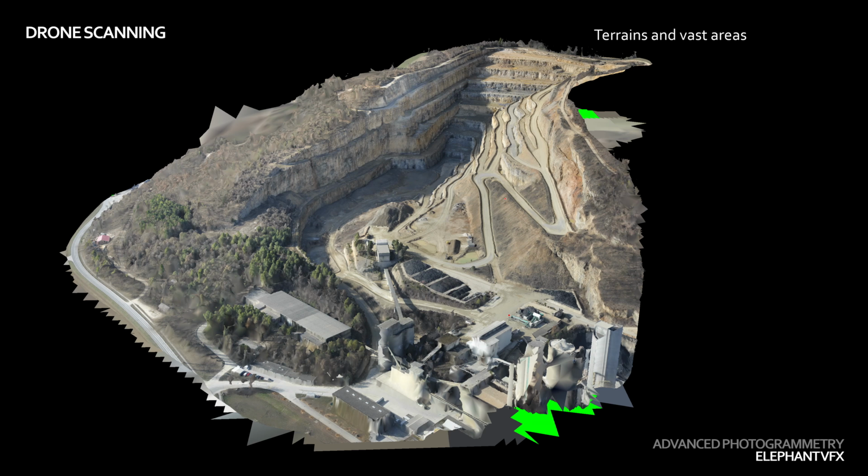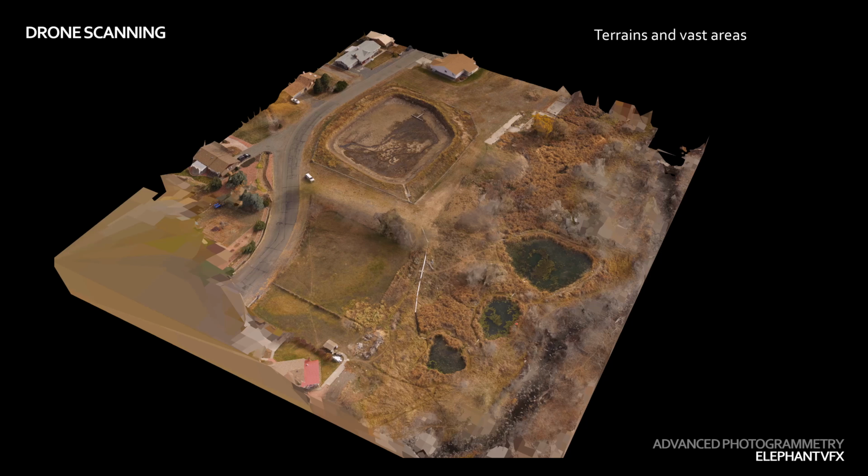Same thing here, right? We might have a shot where there is an earthquake or there is some kind of explosion in this place, so we need some kind of scan to use in our shot. As you can see, this is pretty good scan for a huge area, right? So yeah, another very interesting topic.